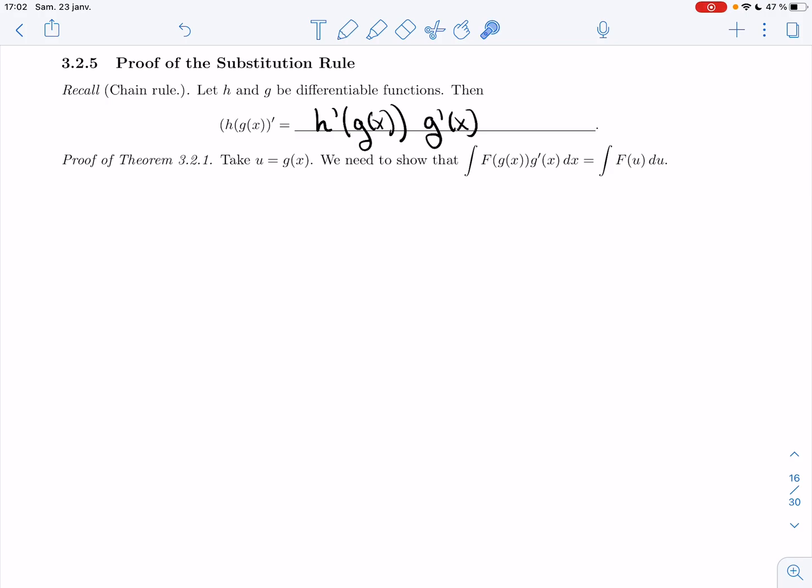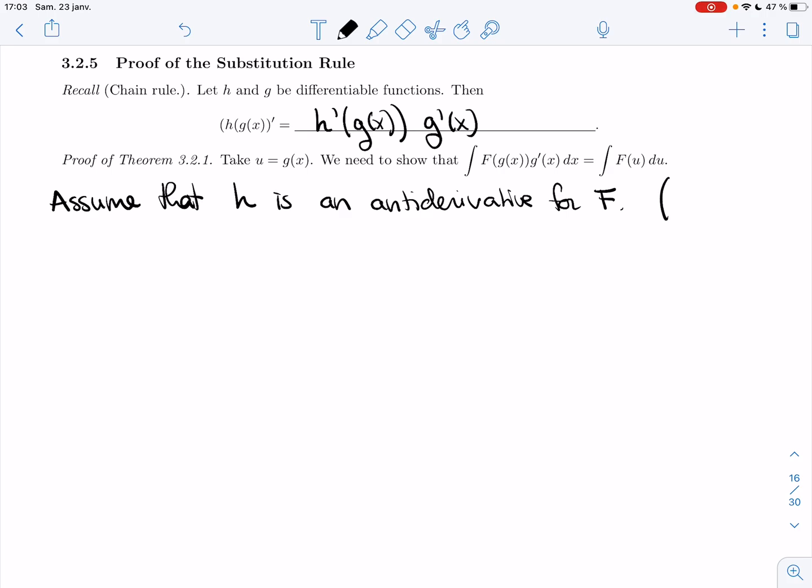All right, so here's the theorem that we're trying to prove. If I take u to be g of x, we need to show that this integral here and this one give us the same answer. So what I'll do is assume that I have an antiderivative for f. So assume that h is an antiderivative for big F. So this means that h prime is equal to f.